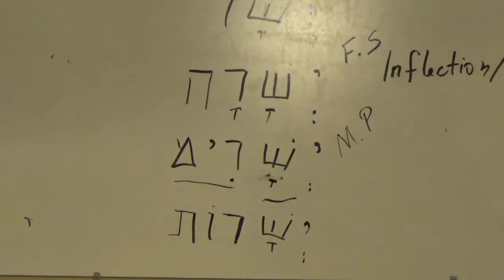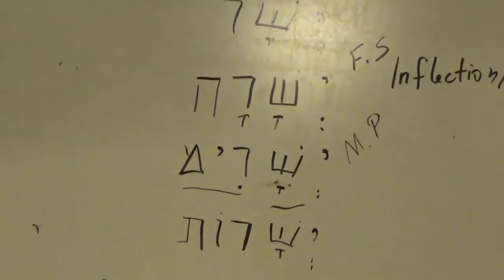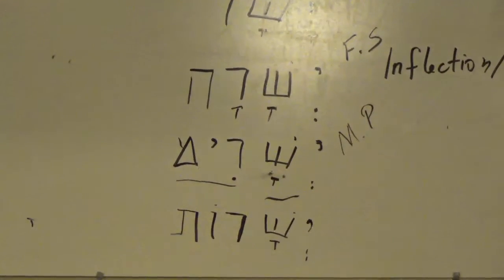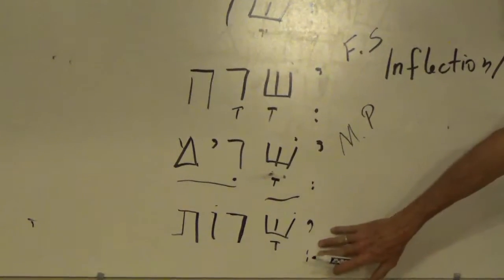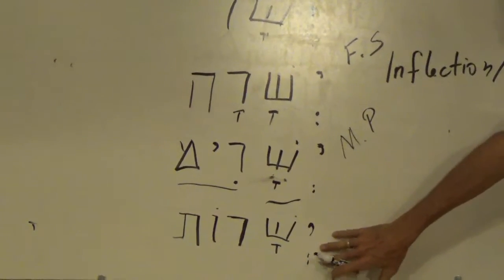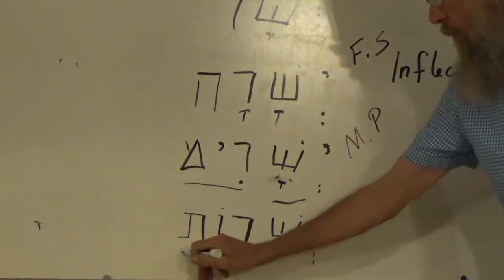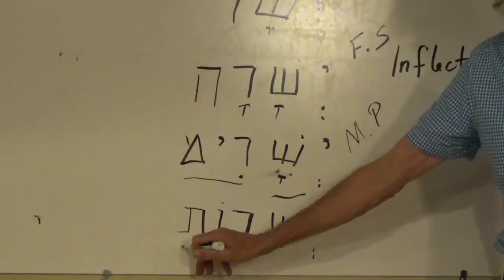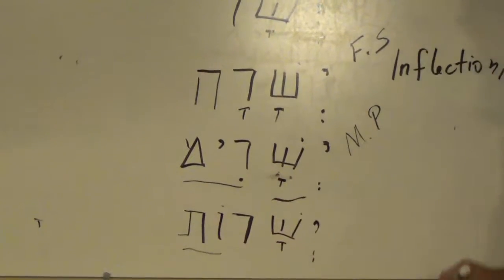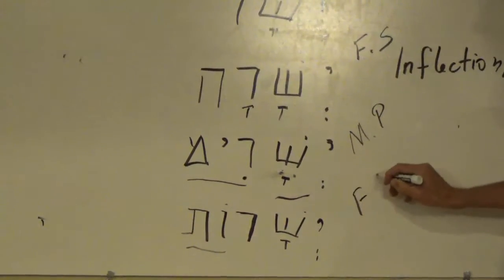So now I have what? I have the pre-tonic reduction of the first syllable. With what ending? Gender and number? Feminine plural.